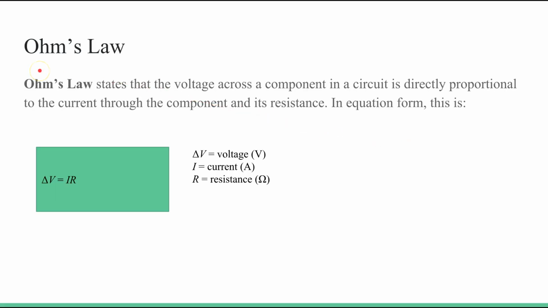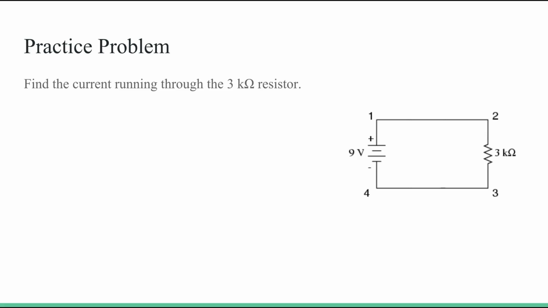So now we're going to learn about Ohm's law. Ohm's law states that the voltage across a component in a circuit is directly proportional to the current through the component and its resistance. In equation form, this is V equals IR, delta V equals IR. Delta V is the voltage in volts, I is the current in amperes, and R is the resistance in ohms.